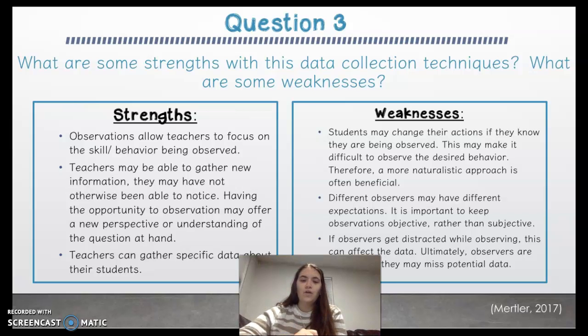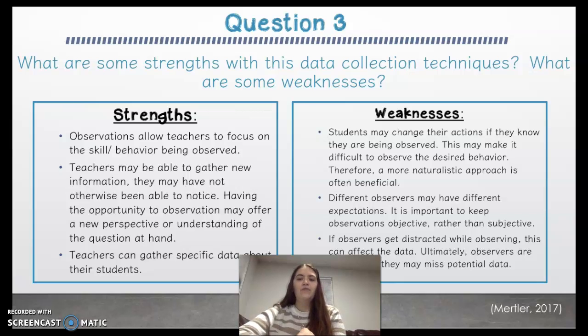If you're sitting there with a clipboard or a notepad and you're writing notes as they're doing something, even if it's positive, the students might not know the difference between that and writing something negative. And so this might make a desired behavior more difficult to observe, and therefore you want to use a more naturalistic approach when doing observations. So if you can put a little bit of distance between yourself and the students that you're observing, that's beneficial because the students don't realize they're being as closely monitored.